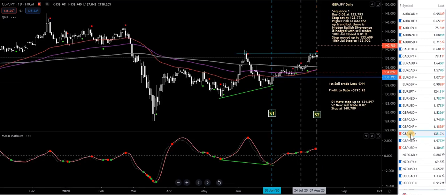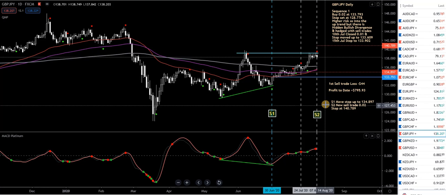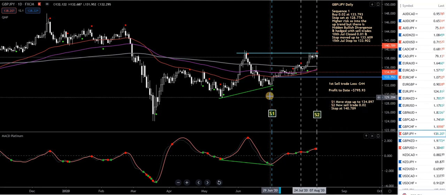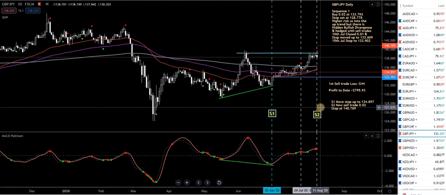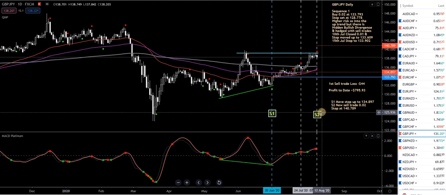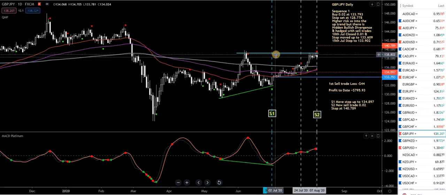Pound Yen, another pink one. So that means I'm going to do something. And here's my notes. On Monday, sequence 1, which is this buy trade, I'm moving my stop up to just below this low here. And sequence 2 will be a new sell trade based on this double top.